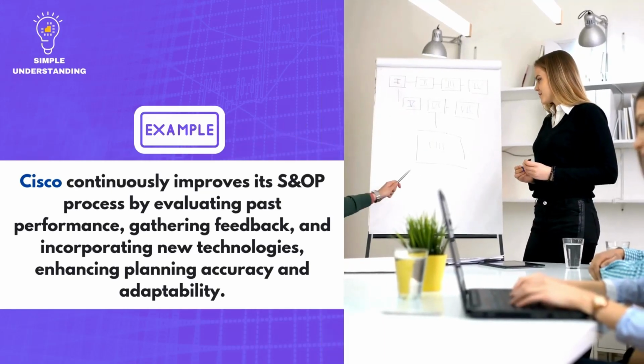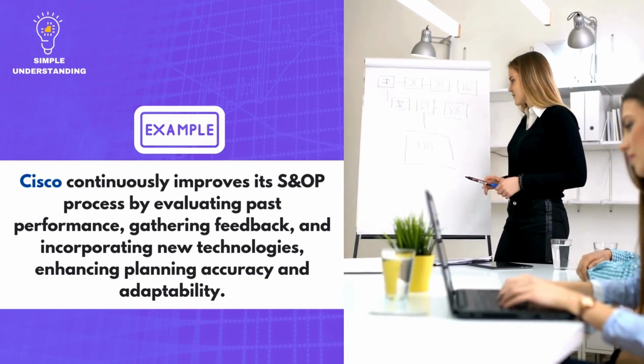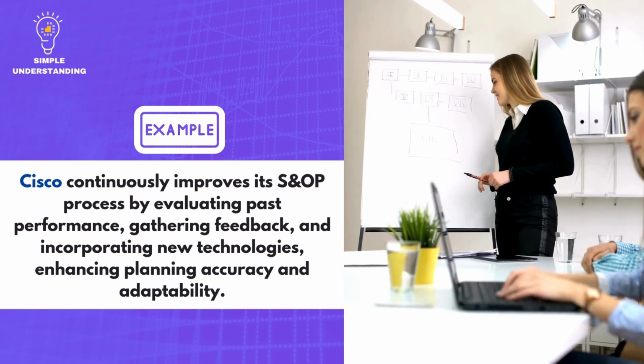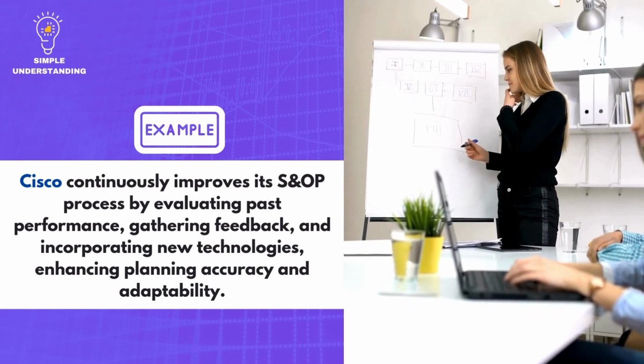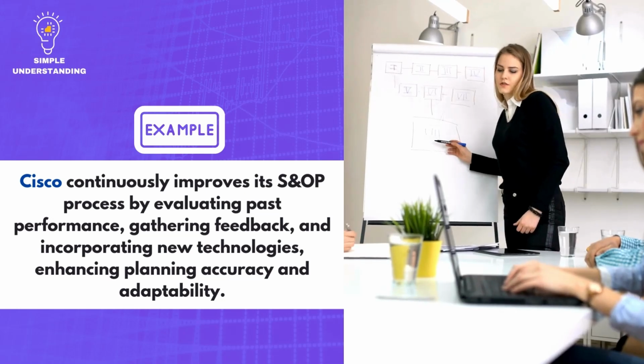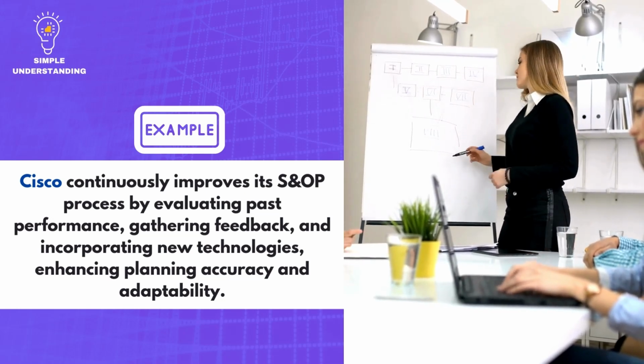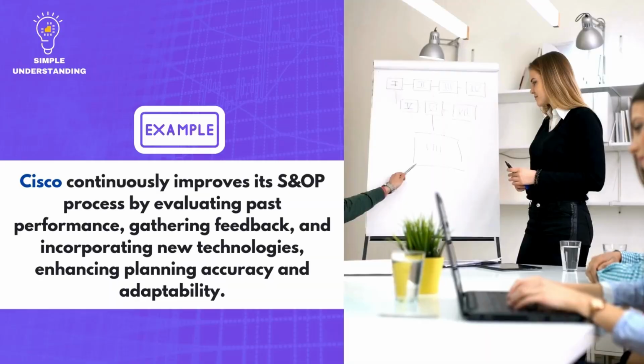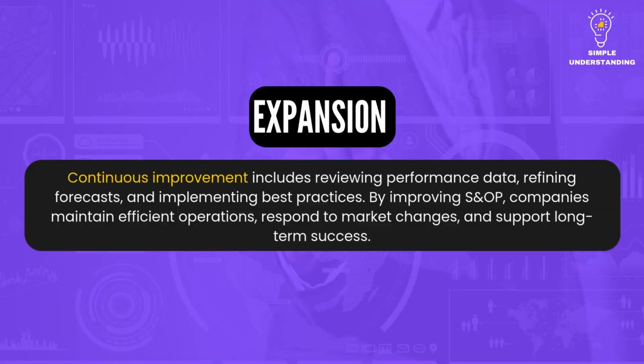Real company example: Cisco continuously improves its S&OP process by evaluating past performance, gathering feedback, and incorporating new technologies, enhancing planning accuracy and adaptability. Expansion: Continuous improvement includes reviewing performance data, refining forecasts, and implementing best practices. By improving S&OP, companies maintain efficient operations, respond to market changes, and support long-term success.